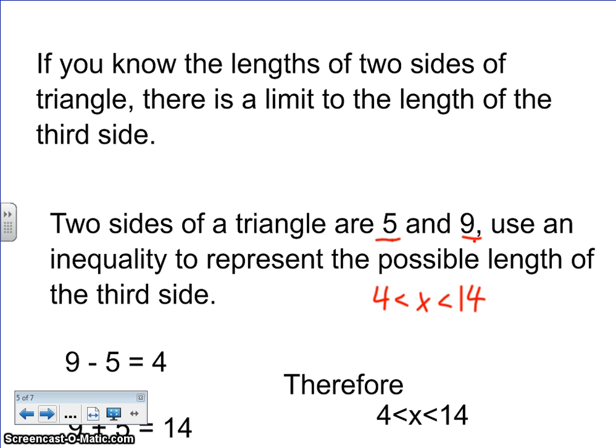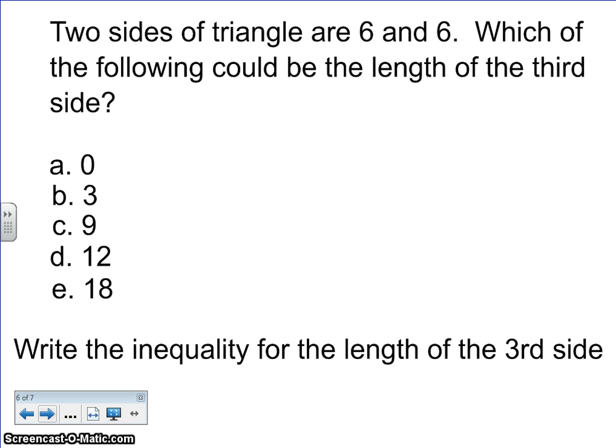All right, let's take a look at a problem. This is one of the problems that was on the SOL test a couple years ago. It says two sides of a triangle are 6 and 6. Which of the following could be the length of the third side? So we're going to use the same method again. Everybody ready? What's 6 minus 6? 0. What's 6 plus 6? 12. Good. So that means that the third side has got to be in between 0 and 12.